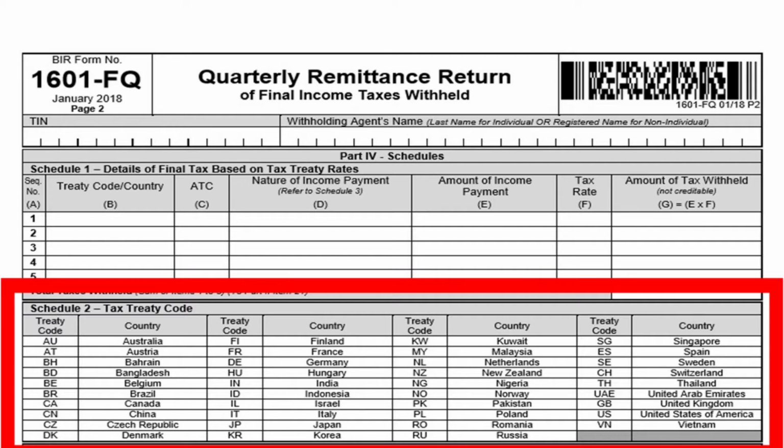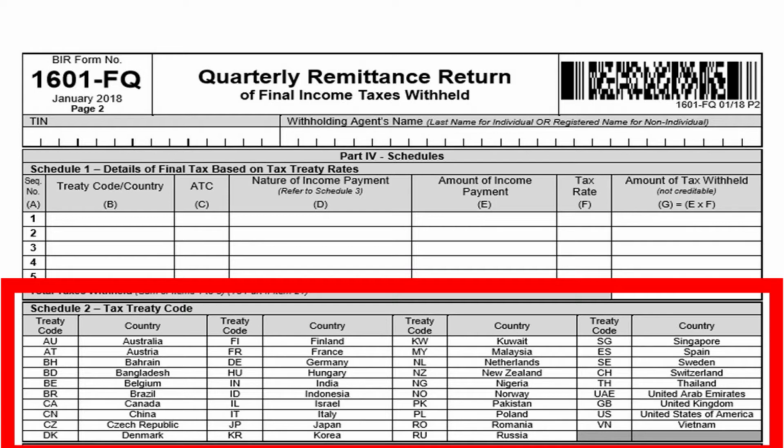BR for Brazil, CA, Canada, CN, China, CZ, Czech Republic, DK, Denmark, Finland, the treaty code is FI, France, FR, Germany, DE, Hungary, HU, India, IN, Indonesia, ID, Israel, IL, IT, Italy, JP, Japan, KR, Korea, Kuwait, KW, Malaysia, MY, NL, Netherlands, NZ, New Zealand, NG, Nigeria, NO, Norway, PK, Pakistan, PL, Poland, RO, Romania, RU, Russia.